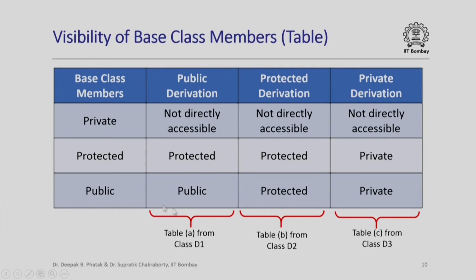and this might be a good reference table for you to refer to when you are in confusion about how the combination of the derivation and the access control specification of a base class member combines to tell you whether a particular member of the base class is at all accessible within a derived class, and if at all, what is the access control specification in the derived class.